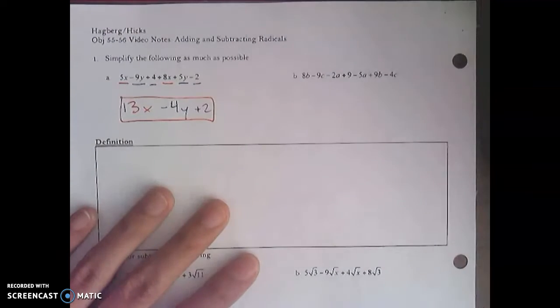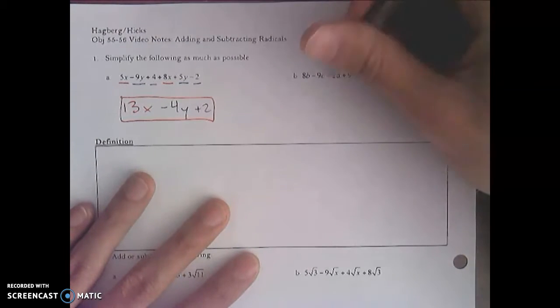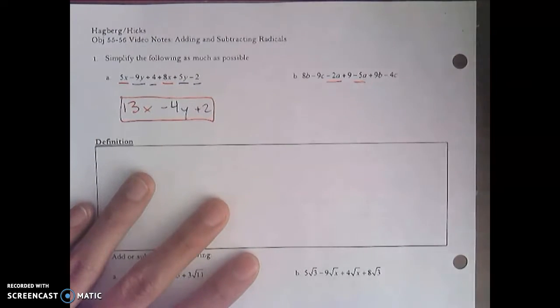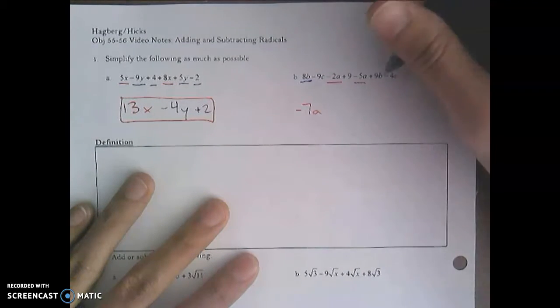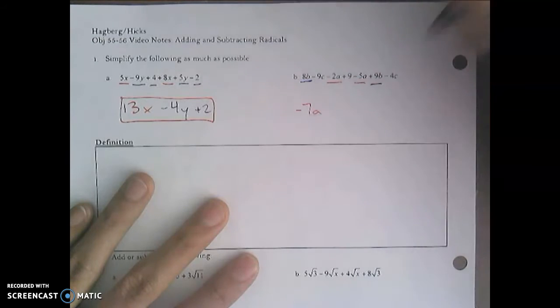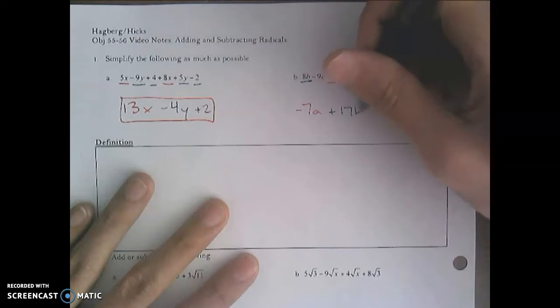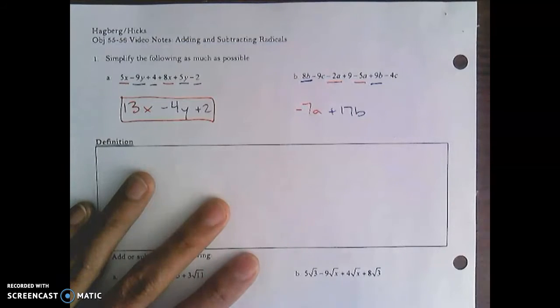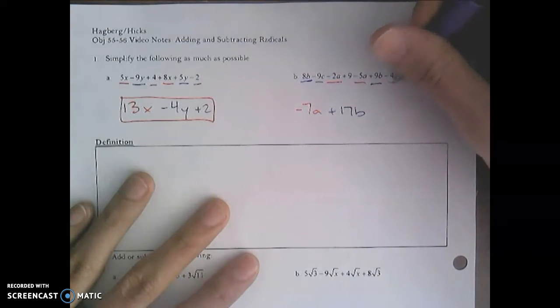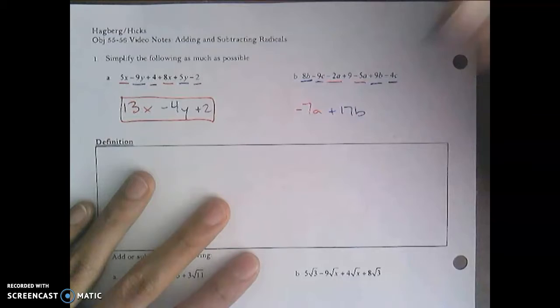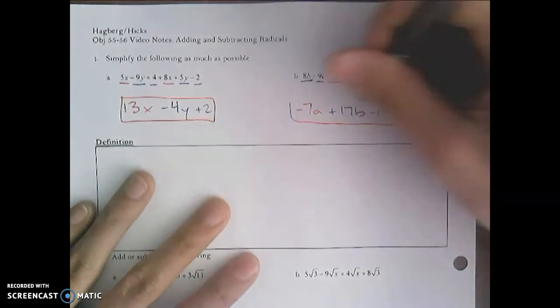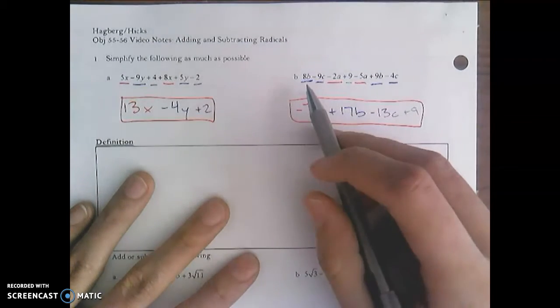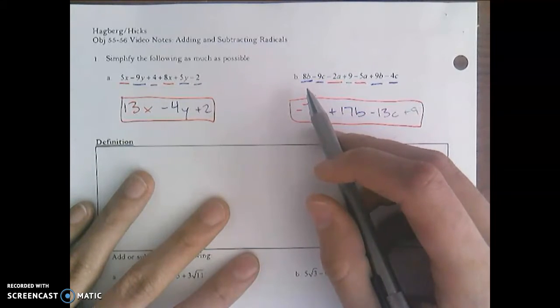So looking at this next one here, let's look at our a terms. We've got a negative 2a, a negative 5a, gives us a negative 7a. Looking at our b terms, we have an 8b and a 9b. So that gives us a positive 17b. We've got a negative 9c and a negative 4c, so negative 9 plus negative 4 gives us negative 13c. And last but not least, just a plus 9 at the end. So this is simplified here. Again, we're looking for the same variable, and then we add the coefficients.